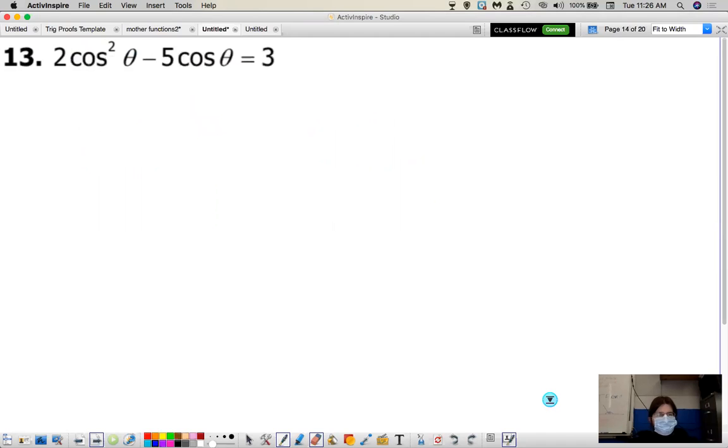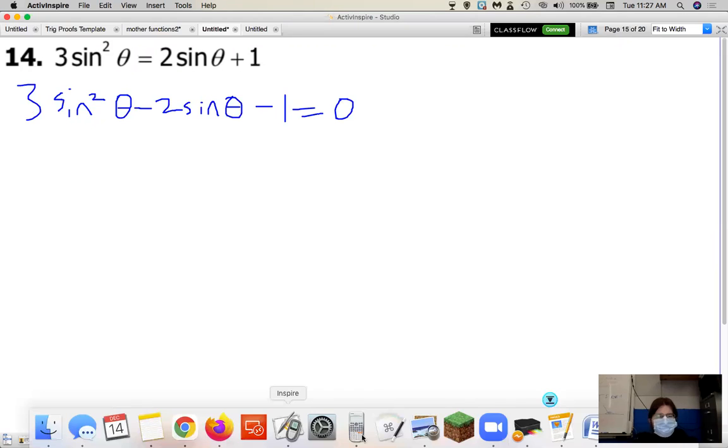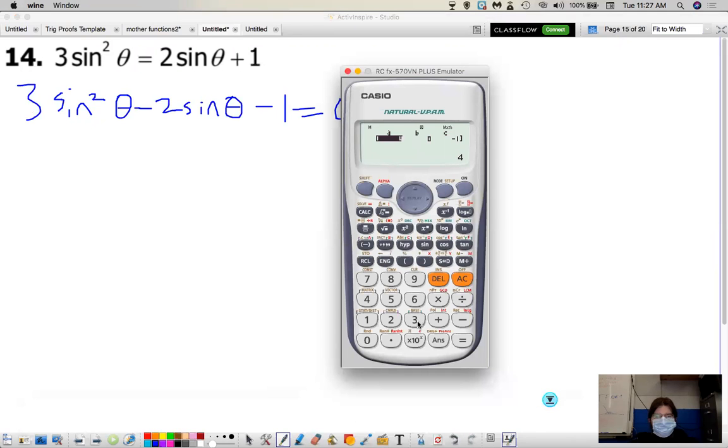Let's see. Okay, let's look at this one. So get everything to one side. I like my square to be positive, so I'm going to get the things to the left side. Type in the calculator. 1 and negative 1/3.